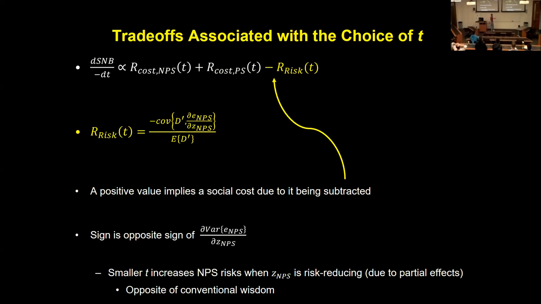Now the sign of the covariance term is the opposite of that marginal variance term. So a smaller t is going to increase non-point risks when abatement of non-point sources is risk reducing. So when this term is negative, when abatement is risk reducing, then we have a negative covariance plus a negative here that makes this term positive, and that implies a social cost. So it's, again, a counterintuitive result that at the margin, when non-point abatement is risk reducing, having a lower ratio, which the total effect of which would be to have more trading, the marginal effect is a cost because of that partial effect that I mentioned earlier, the partial effect of T on changing non-point abatement.